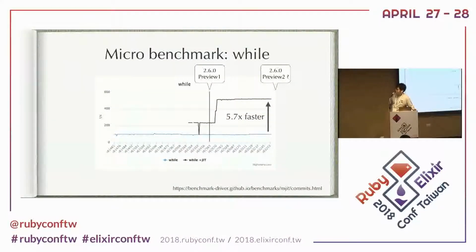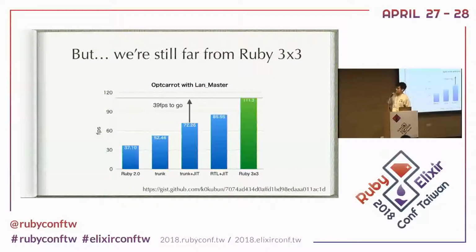And in some micro benchmark, it's now 5.7 times faster than the non-JITed one. And also, compared to 2.0, it's about 8 times faster. So in some micro benchmarks, it's very fast. But in the benchmark called OptCarrot, it's very far from 3 times faster. And even for the RTL-based JIT compiler, it hasn't reached the 3 times 3 on my machine.